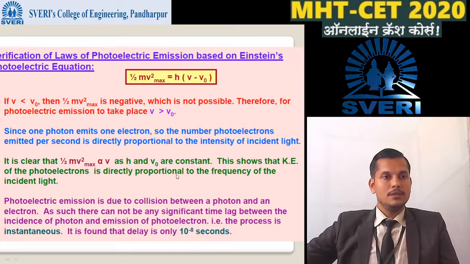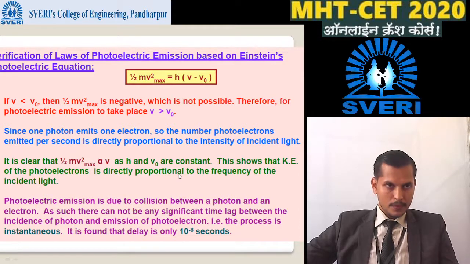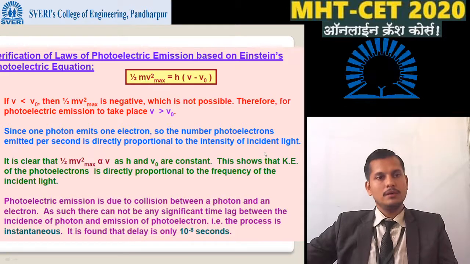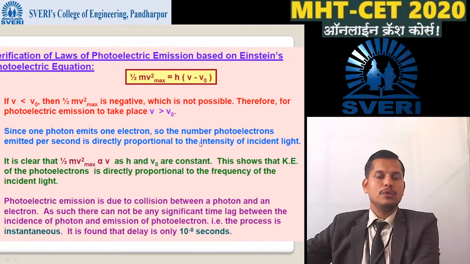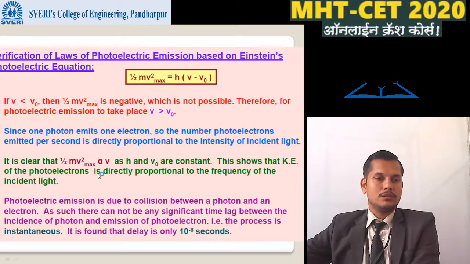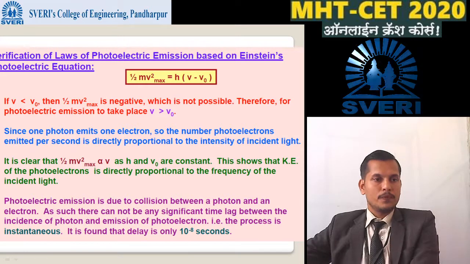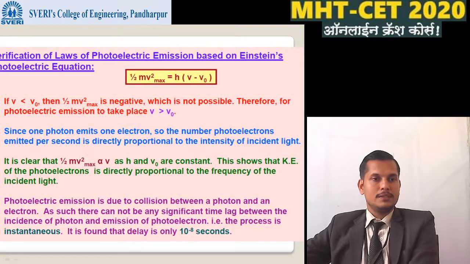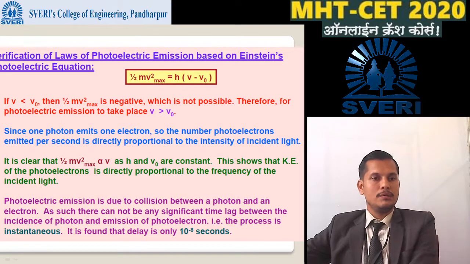The next, verification of laws of photoelectric emission based on Einstein's photoelectric equation. So we have to use that Einstein's photoelectric equation 1/2 mv square max, which is equal to h into nu minus nu 0. So let us check these points. If nu is less than nu 0, then 1/2 mv square max is negative, which is not possible. Therefore, for photoelectric emission to take place, always nu is greater than nu 0.